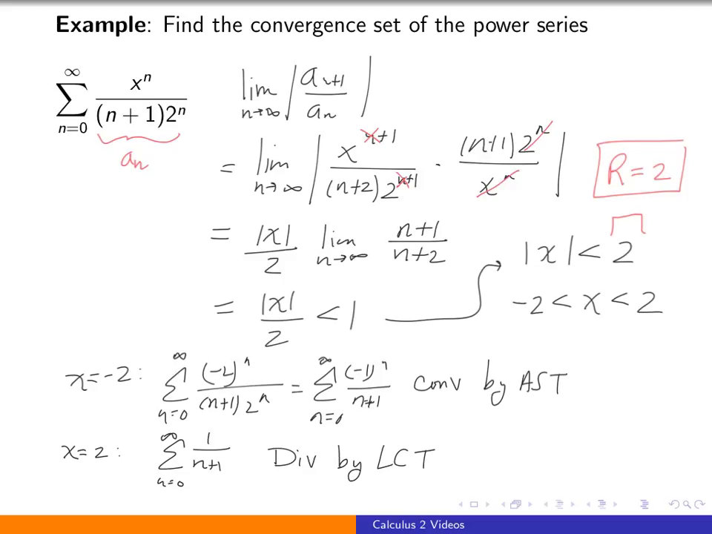So now we know exactly what our convergence set will be. We converge at minus 2 all the way up to, but not including, 2. Written as an interval, that would be minus 2 with a closed bracket to an open bracket at 2.